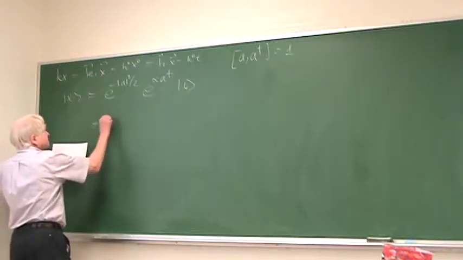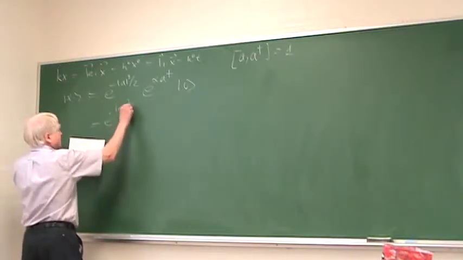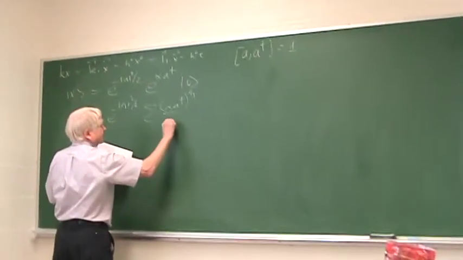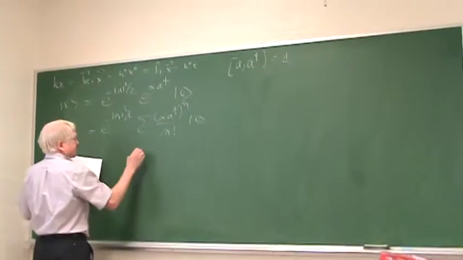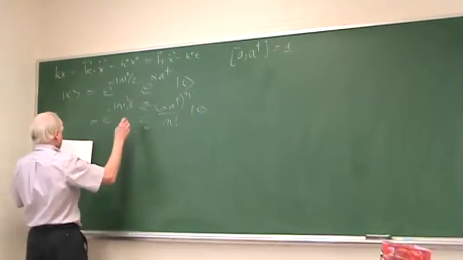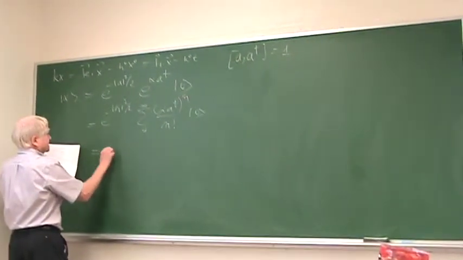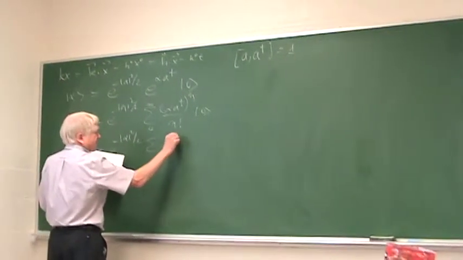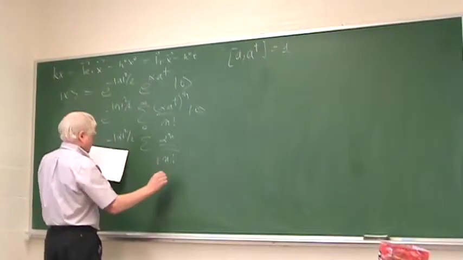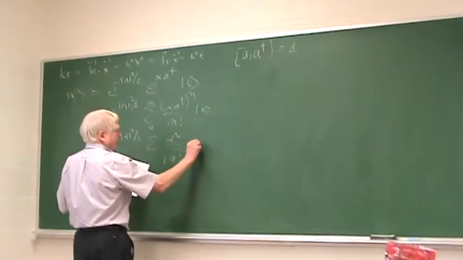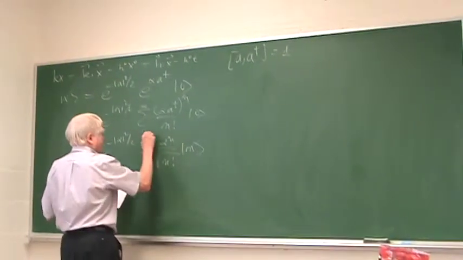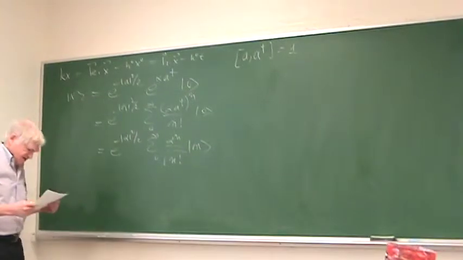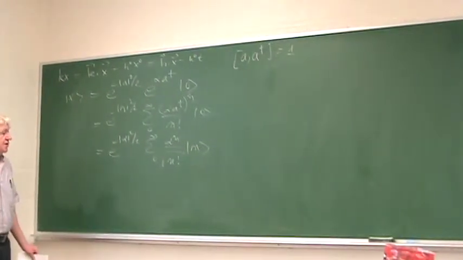Anyway, this is e to the minus alpha squared over 2, a sum of alpha a dagger to the n over n factorial in the ground state. This is a sum from 0 to infinity. And this is e to the minus alpha squared over 2, sum alpha to the n over square root of n factorial, n. And so that's another way of looking at the coherent state.